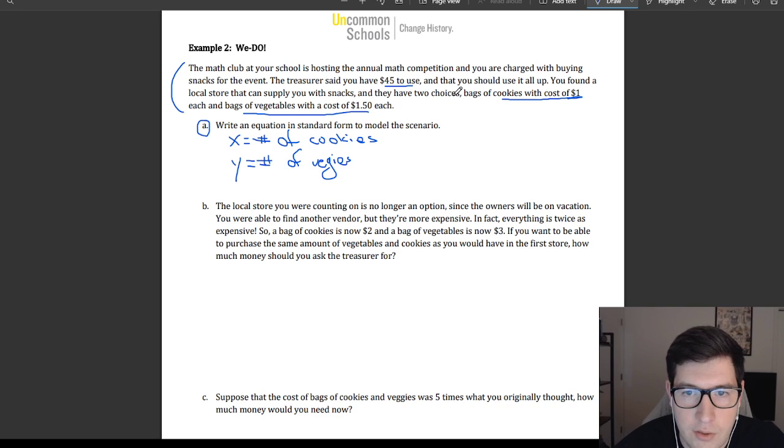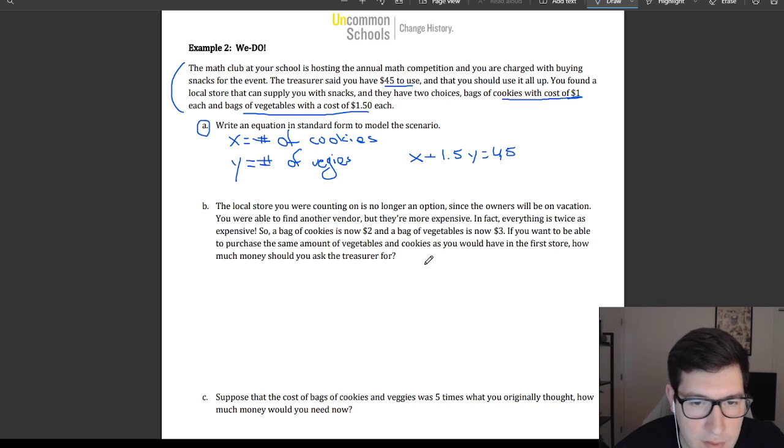So using that, I know I need to use all $45. So I'm going to have x, because remember, we could write 1x, but it's not really necessary. So I'm going to have x plus 1.5y is equal to 45. And again, that's really all I need to do for A.